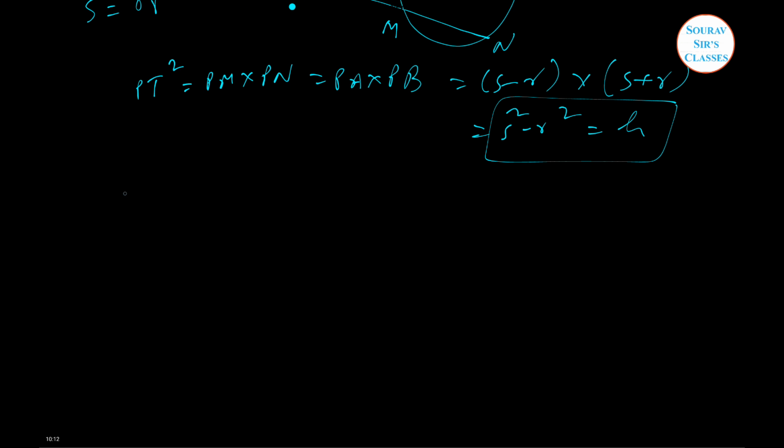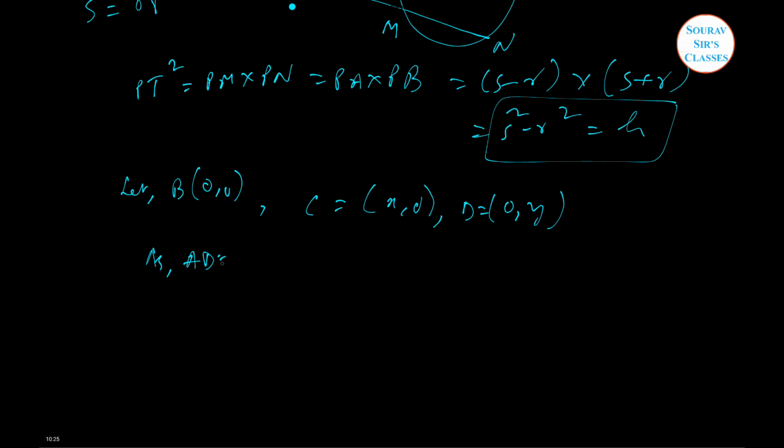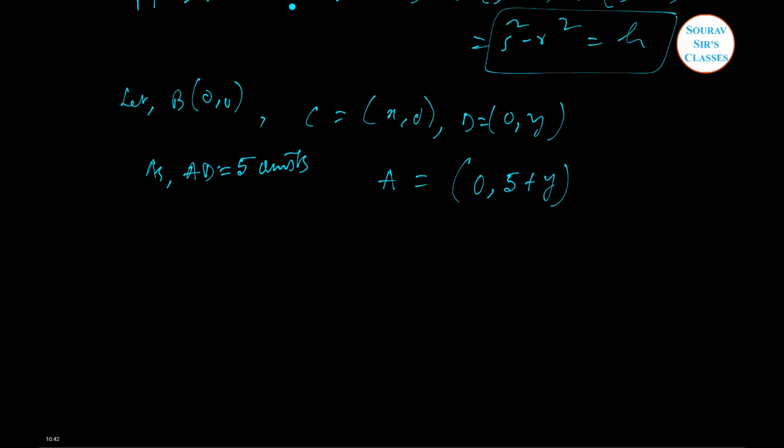here let point B equal to 0, 0, C equal to x comma 0 and point D equal to 0 comma y. As AD equal to 5, therefore the coordinate A equal to 0, 5 plus y. So using the power property which we have written above, we can write AD into AB equal to AE into AC. So this is very important.